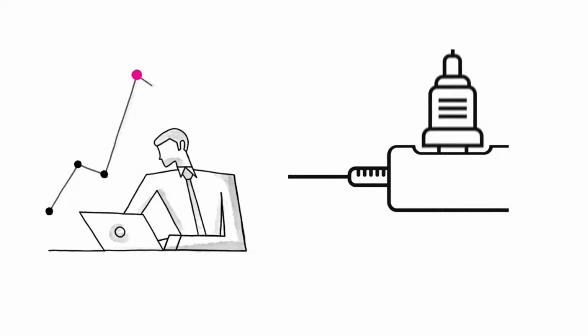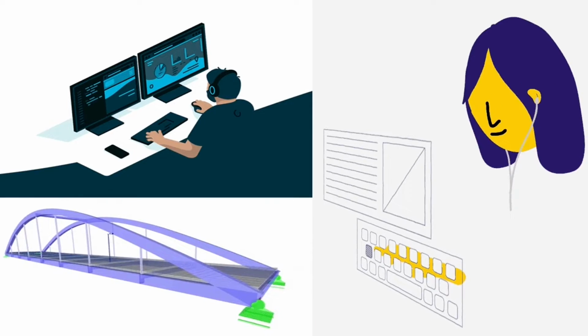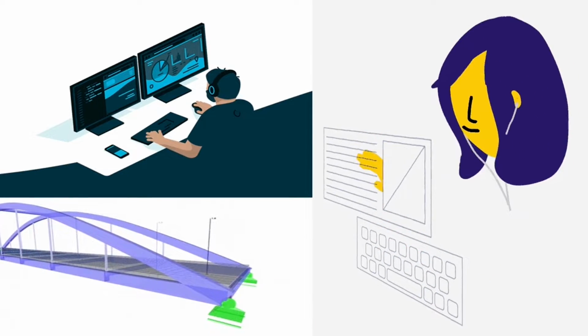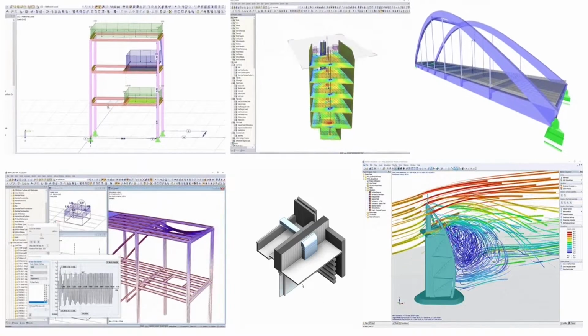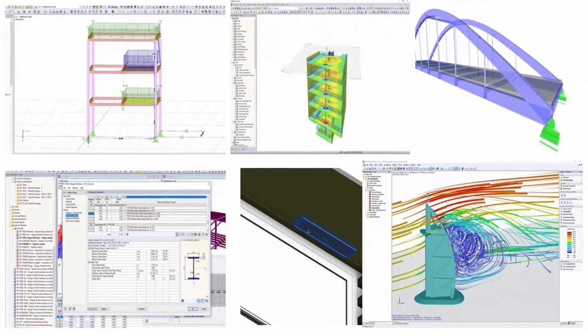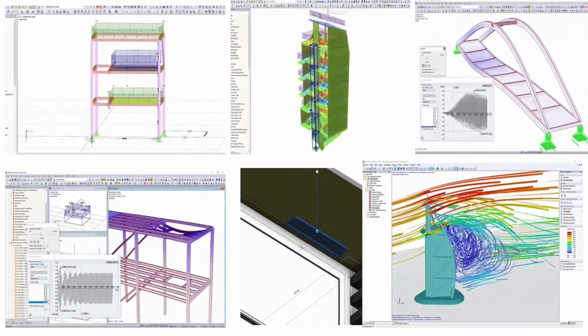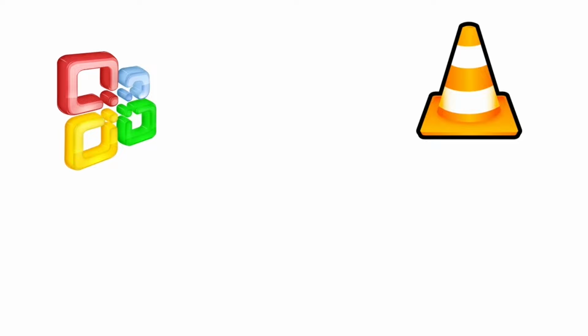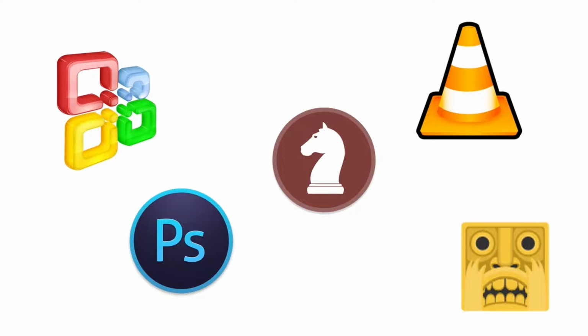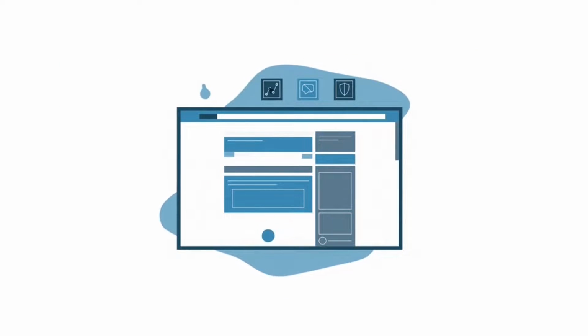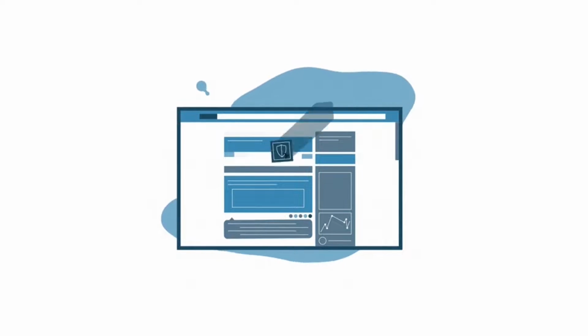We don't use it for productivity-related tasks. For productivity-related tasks, we use application software. An application software runs on the operating software and performs a specific task. There are millions of application software. MS Office, VLC Player, Adobe Photoshop, Chess, and Temple Run are some examples of application software. You can choose and install application software as per your requirements.